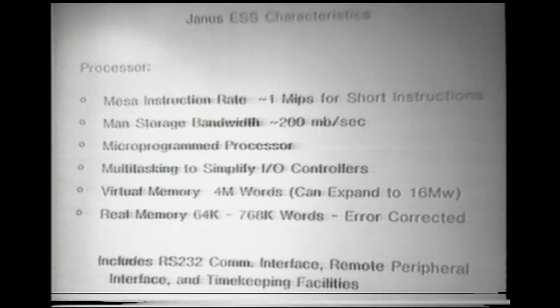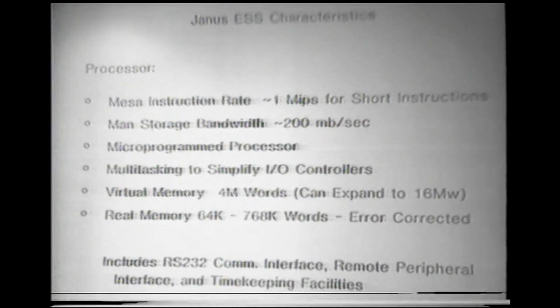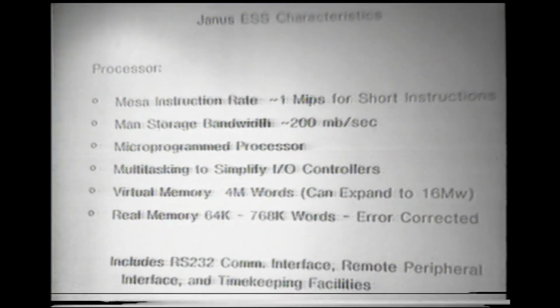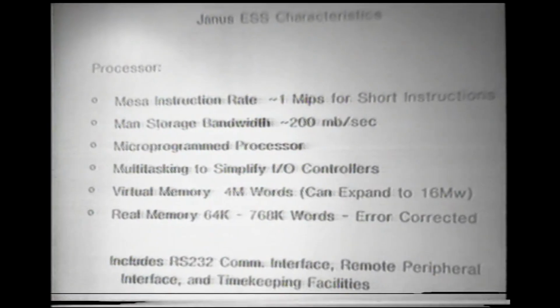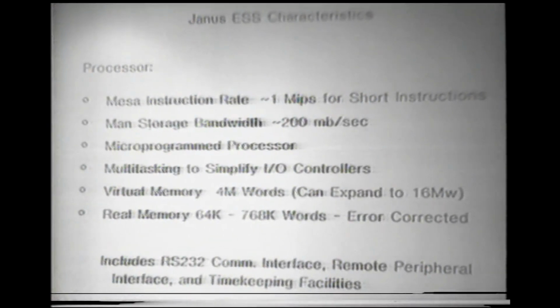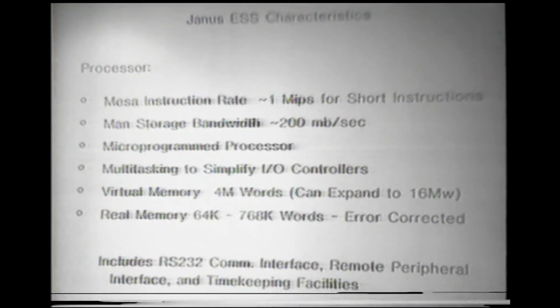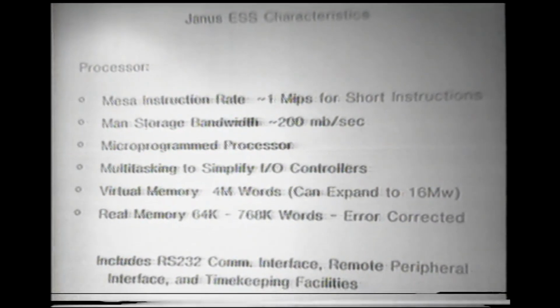The main storage bandwidth is 200 megabits per second, which is 10 times the bandwidth available from an Alto. And very often we get asked the question, why don't we buy a processor? Why do we want to build our own? And this is one of the reasons.